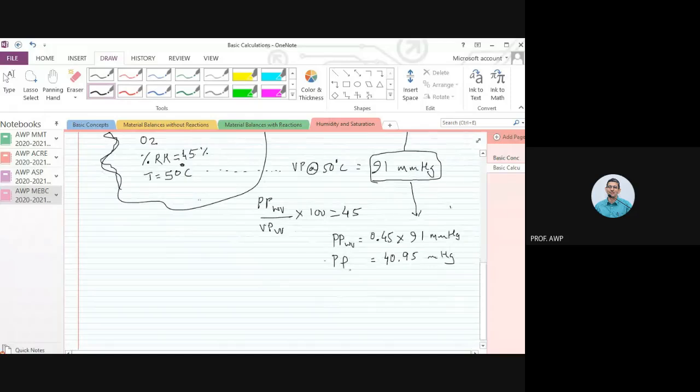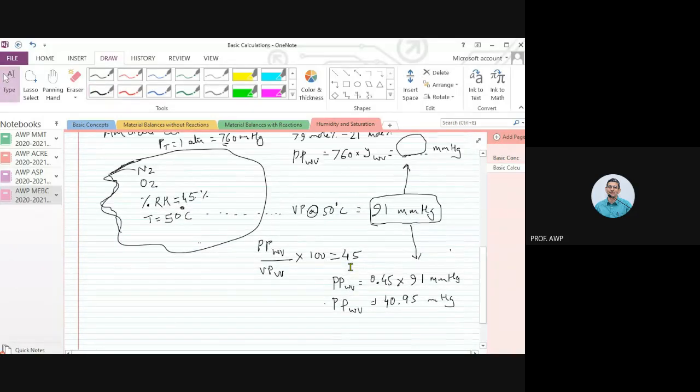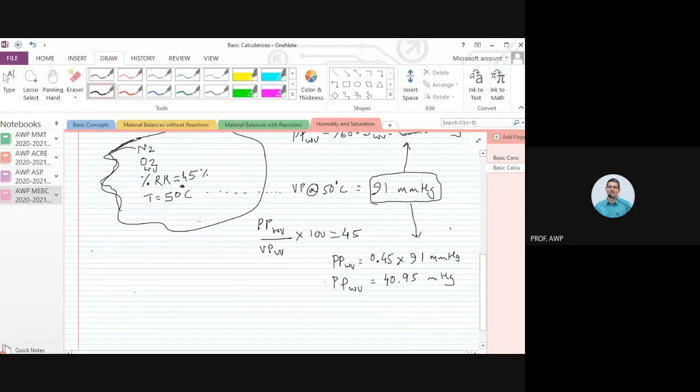That is the partial pressure of water vapor in the air: 40.95 mmHg. What is the mole fraction of water vapor in the air? How do you get the mole fraction? Partial pressure upon total pressure. So it is 40.95 divided by 760. Somebody calculate. 0.05388.